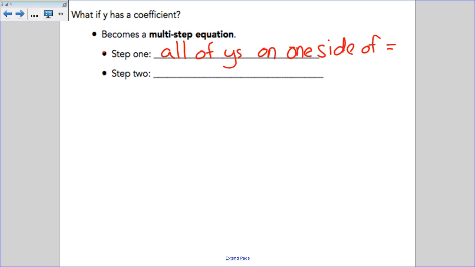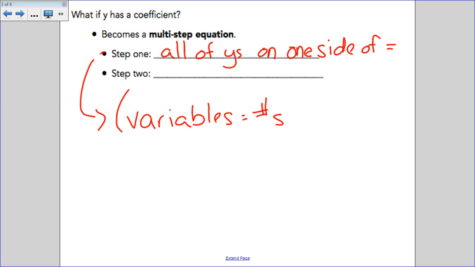Okay, remember we've done this before. This is when you have your variables equal your numbers. Okay, so you might have something like 2y equals 10. But in this case, you pick one variable, and we're going to do it with our y's. So it's all of your y's on one side of the equation.